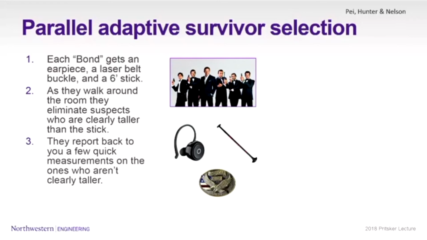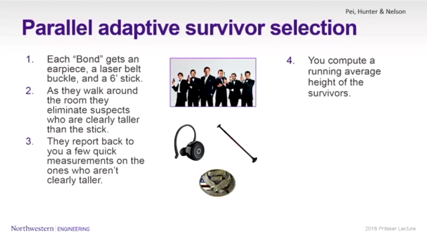You, as the super spy, are not doing anything with the stick. You've got the central earpiece, and every so often they're reporting back to you a few measurements on the people they couldn't get rid of. Right? So here's somebody that I can't say is taller than the stick, and here are a few measurements that I got. And you're keeping a running average of those. So you're keeping a running average height, an estimate of the average height, of the people who have not yet been eliminated. That's going to be somewhere in the middle of their heights, right?